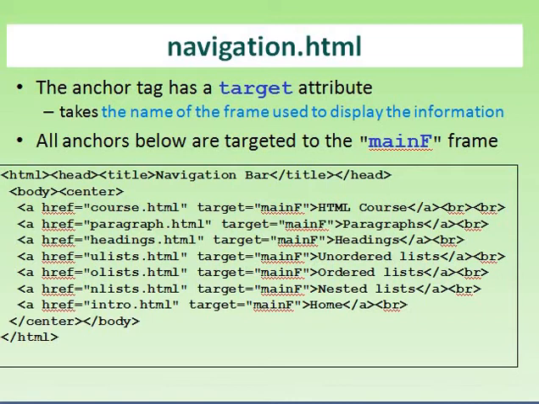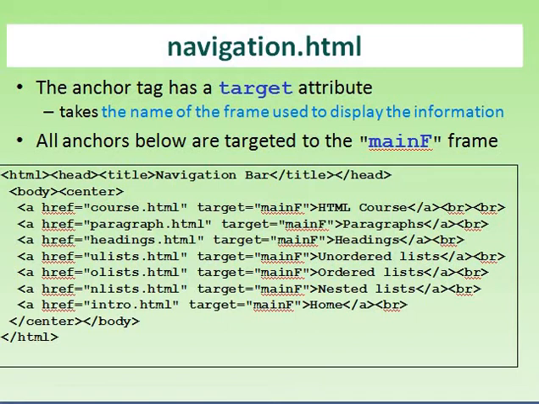Inside the body tag, a center tag is there, which is used to align the coming text in the center of the corresponding web page. It contains anchor tags, around 7 anchor tags are specified: HTML rows, paragraphs, headings, unordered list, ordered list, nested list, home. All these links are specified using the a tag, and there will be a target location for all these anchors. The target location mentioned for all these anchors is main frame. Then the center tag is closed, and the body tag is closed.